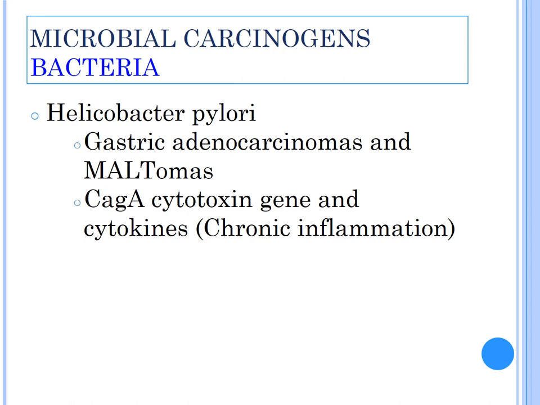Now, what is a maltoma? You have in the lymphatic system, so-called the marginal lymphocytes. So you have the marginal lymphocytes that are affected here, which will also be stimulated to produce a type of lymphoma. You call it a maltoma.